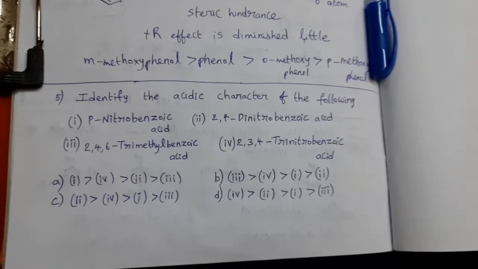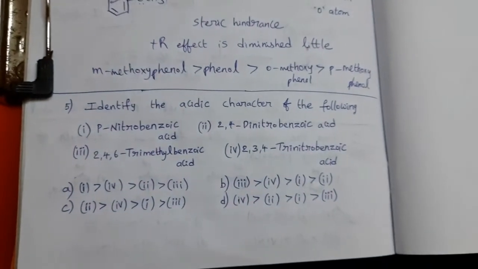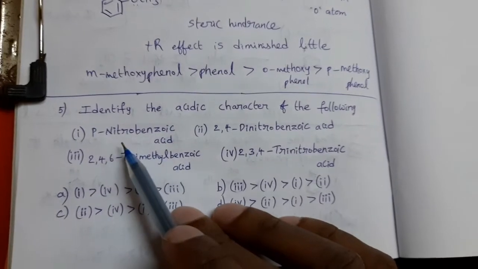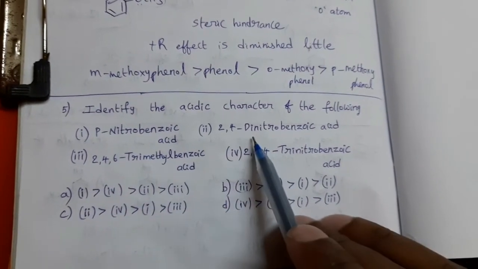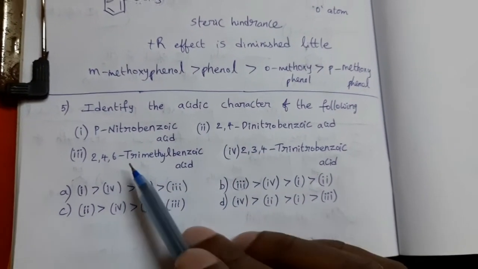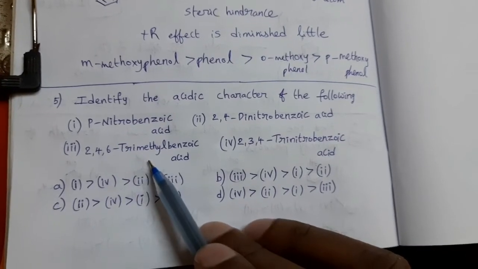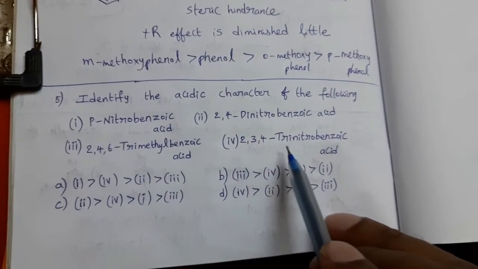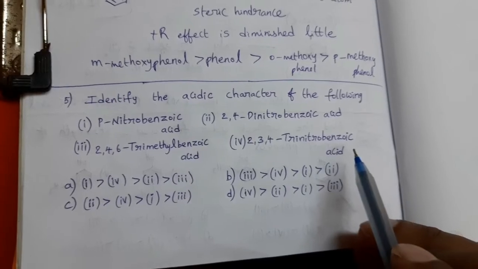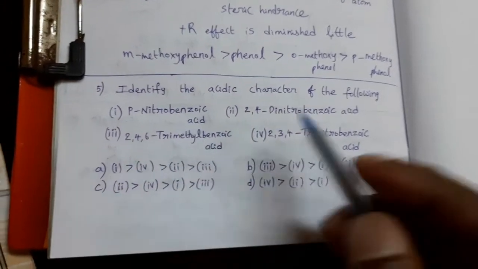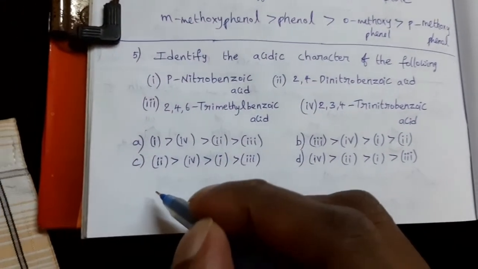See the next question. Identify the acidic character of the following: para-nitrobenzoic acid, 2,4-dinitrobenzoic acid, 2,4,6-trimethylbenzoic acid, 2,3,4-trinitrobenzoic acid. First of all, write the structures for these compounds. See here.